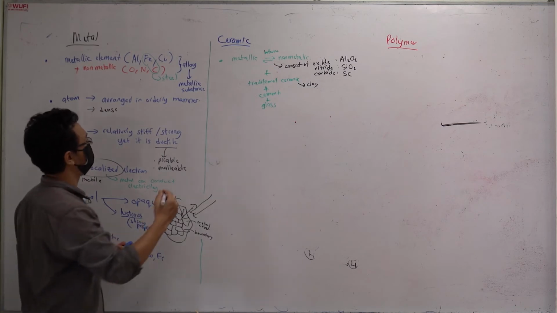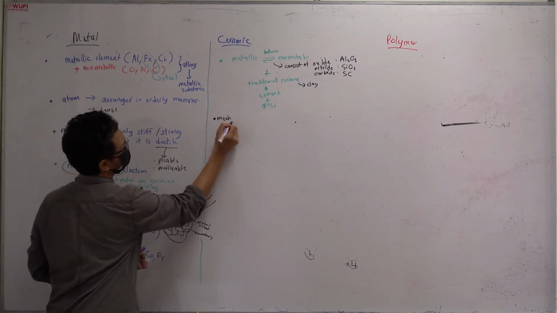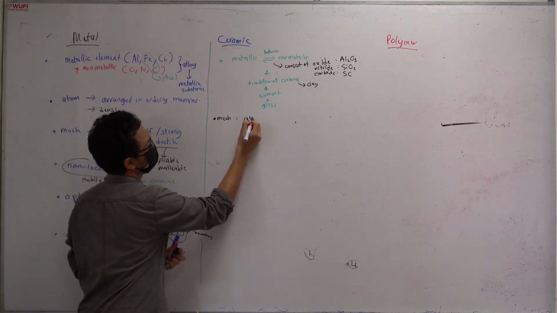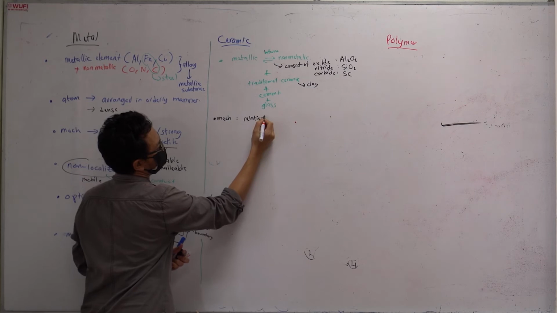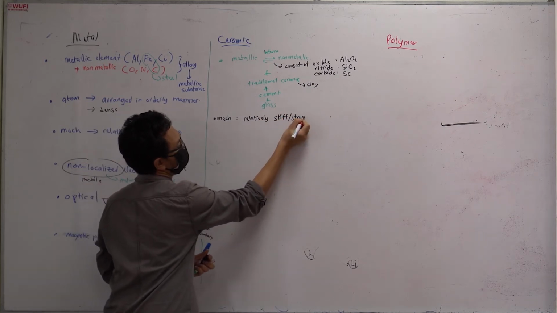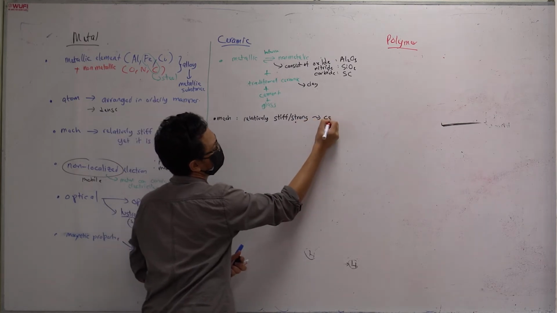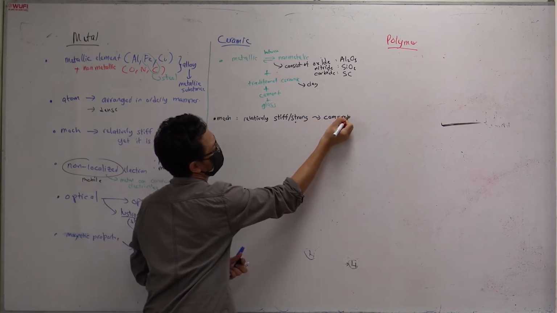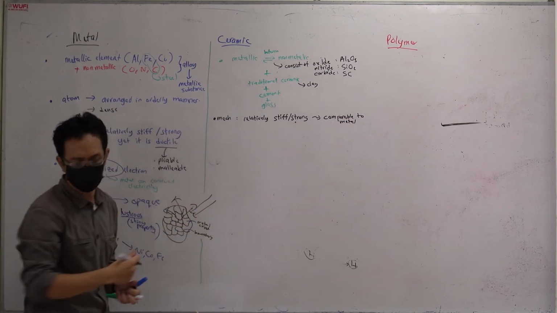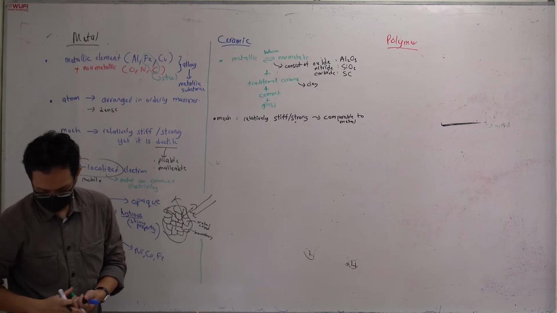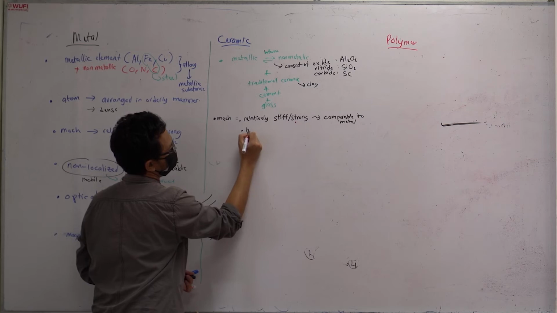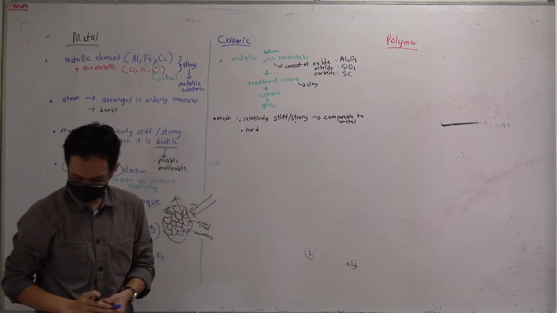In terms of mechanical characteristics, it's relatively stiff and strong, meaning that it's comparable to metal, but ceramic is typically brittle. Okay, they are hard. Relatively stiff and strong, and also they are hard.